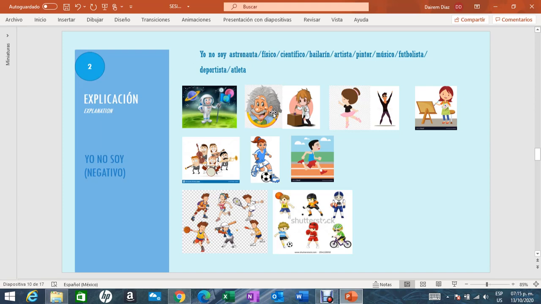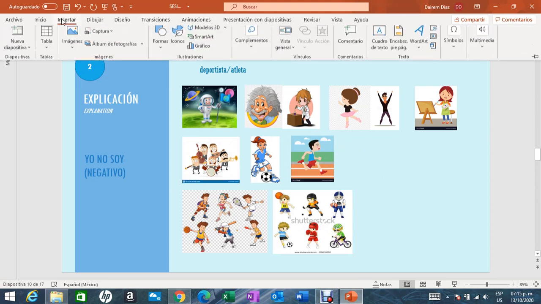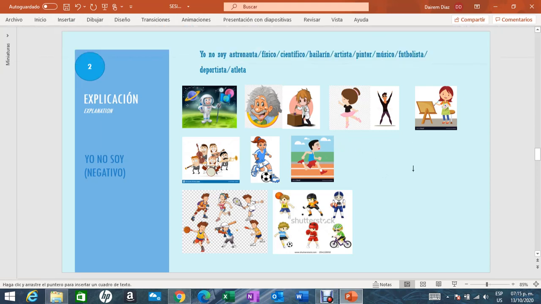Physical for a physician. So let me write here in English because I have to do this a little faster. So I'm gonna put it here. First one is astronaut. Then we have a physician. Physician.